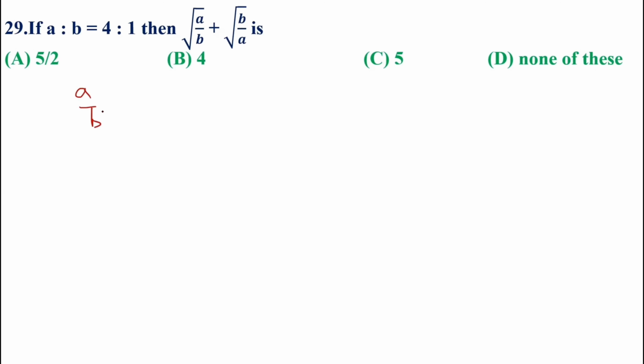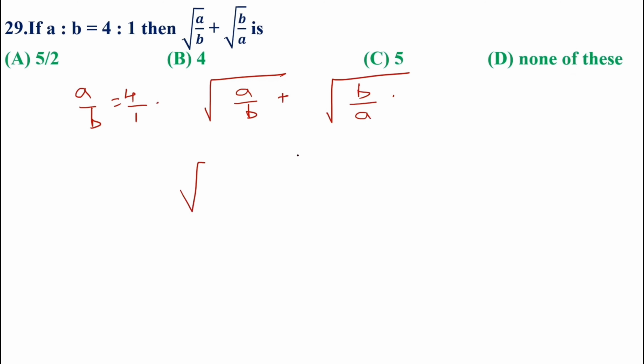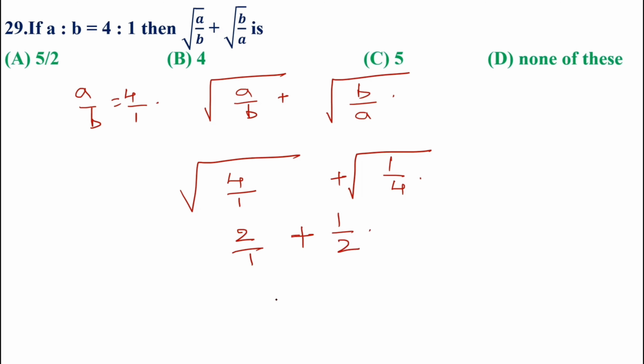A by B is equal to 4 by 1. They have given. Then what is the value of A by B plus root of B by A? Means 4 by 1 for A by B, plus B by A means 1 by 4. What is the value? Square root of 4 means 2. This will become 2 by 1 plus this will become 1 by 2. So take LCM 2. 1 2s are 2, 2 2s are 4, plus 1. It is 5 by 2. 5 by 2 means option A is the correct answer.